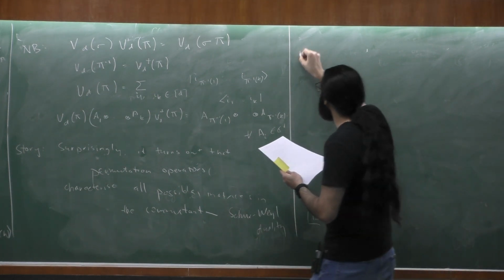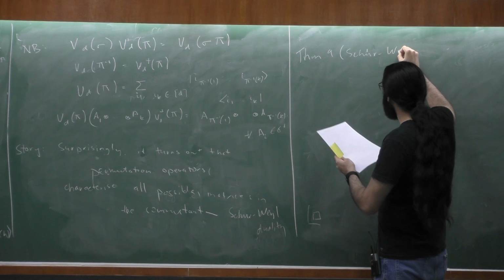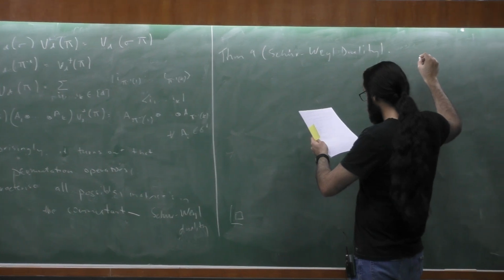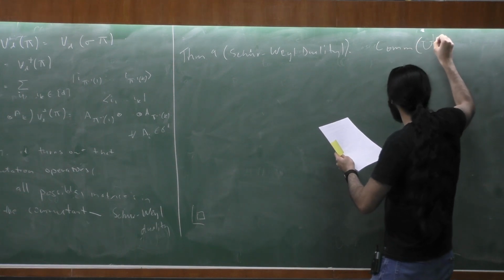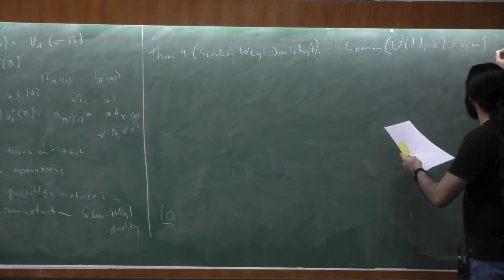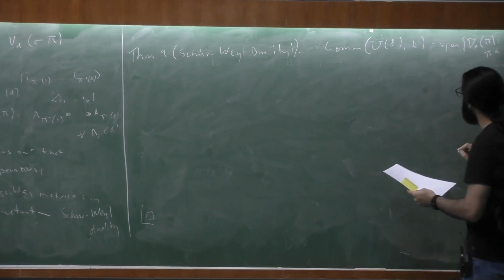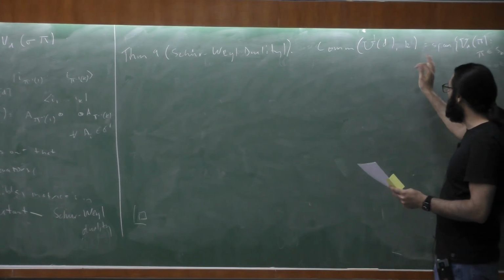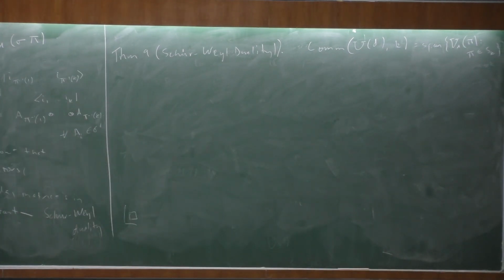Okay, so the theorem says the following. Theorem 9, Schur-Weyl duality. I'm not writing it in words. It basically just says that the commutant of U D comma K is the same as the span of Vd of pi for pi in Sk, the symmetric group. So one direction is easy, but the other direction is not obvious, at least not to me. Maybe some of you can see a simpler proof.